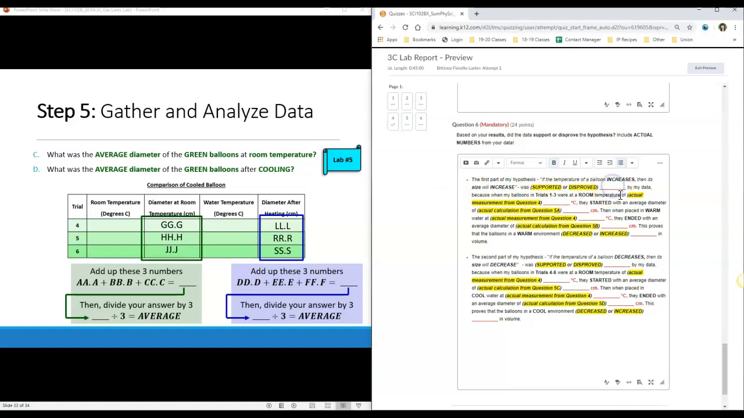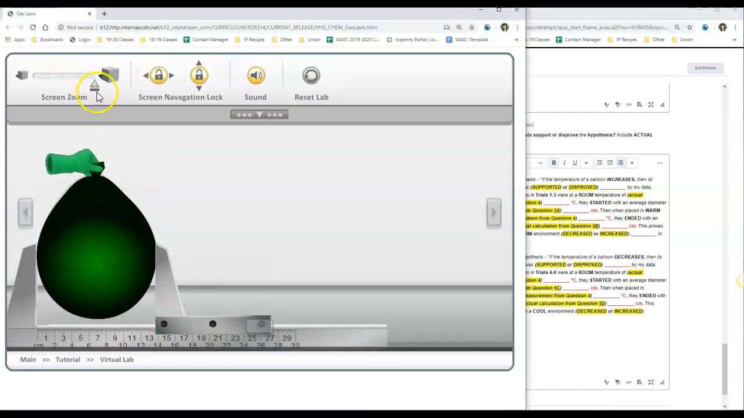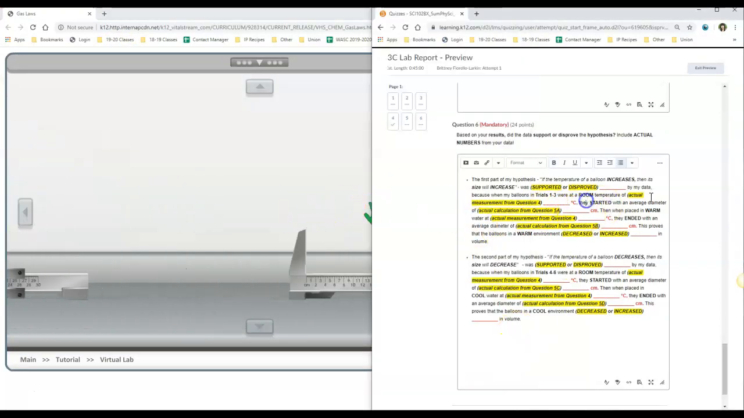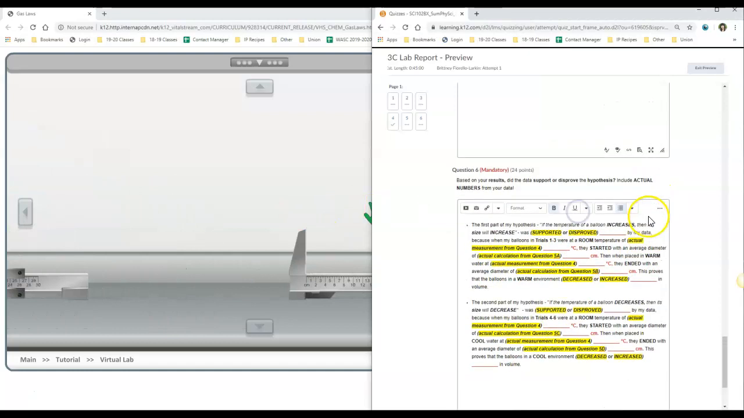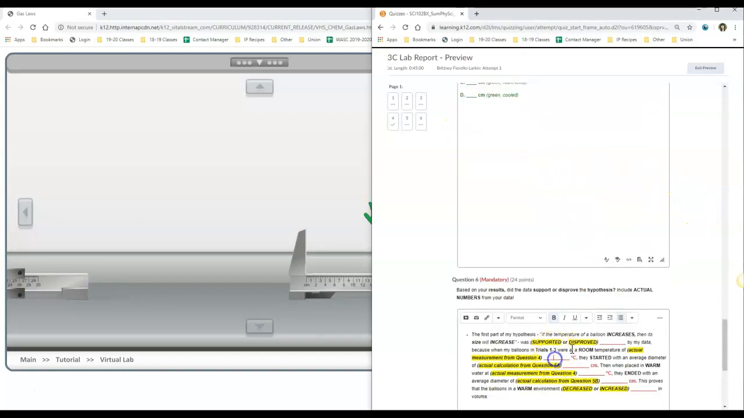It says if the temperature of the balloon increases, then its size will increase. First, fill out your data. So what was the actual measurement of the room temperature? Remember, that was 19.4 when we saw this, right? So taking a look up here, our room temperature is 19.4 degrees. They started with an average diameter of, this is the average you just calculated up here for letter A. So fill in that average right there.